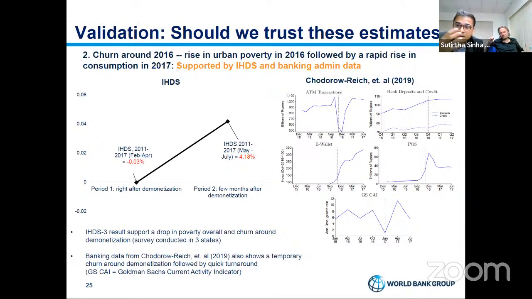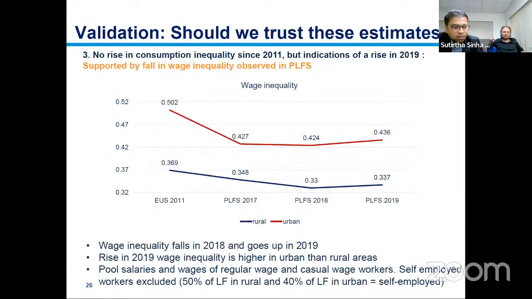So if we restrict our sample to just the 3 states where IHDS was conducted, and compare consumption growth rate from 2015, we don't have the 2011 number as IHDS has, we would get a consumption value of about 0.5% for February to April 2017, and about 2%, if I'm not wrong, 2% for May to July 2017. So in the same direction, but lower magnitudes, likely because we are starting with a different base than IHDS.